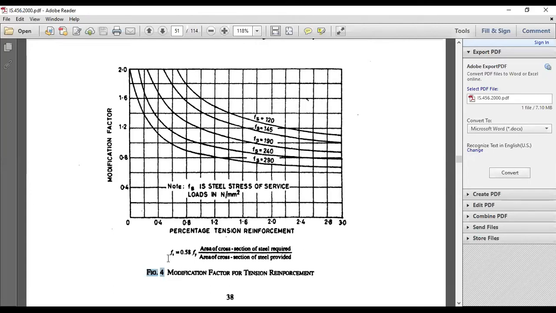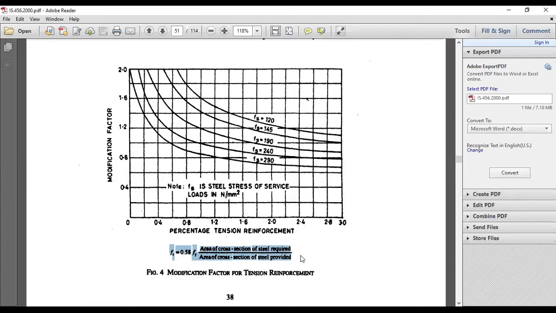So for that the formula is given. Fs equals 0.58 Fy, area of cross section of steel required divided by area of cross section of steel provided. Now here we will assume that whatever area of steel is required, that area we are going to provide. As simple as that, because we are designing the slab. Whatever the steel requirement of the slab is, we have to provide that steel.